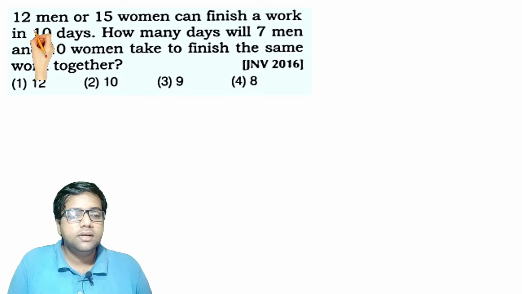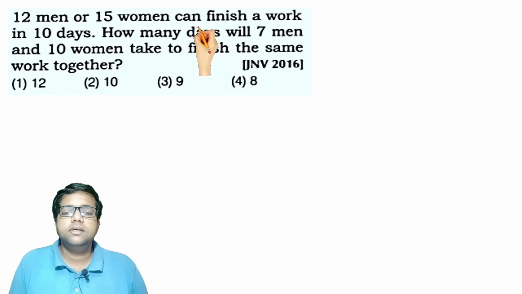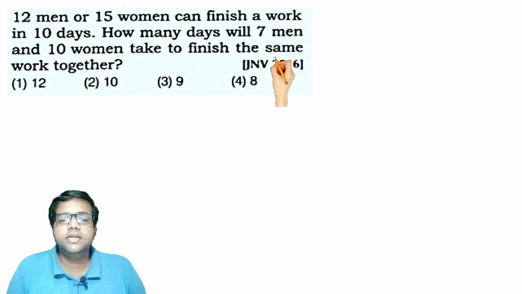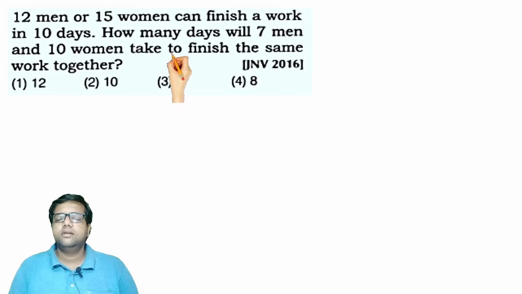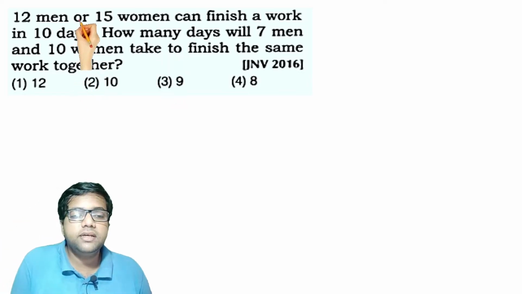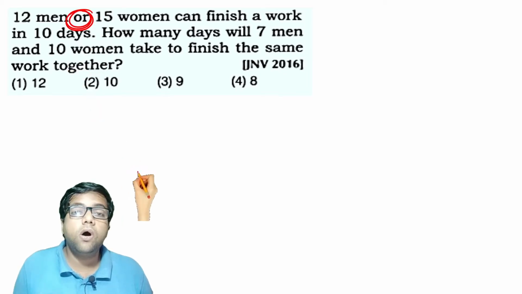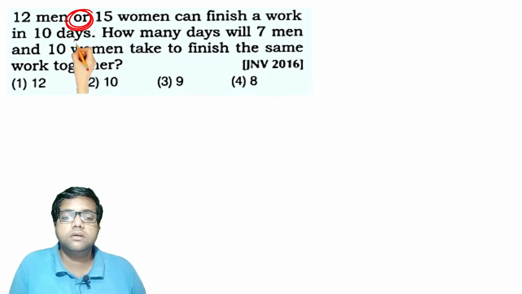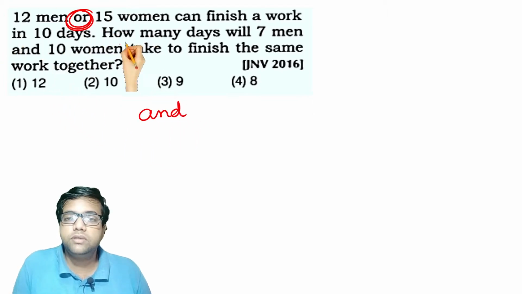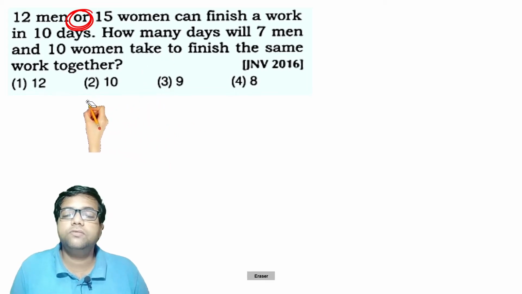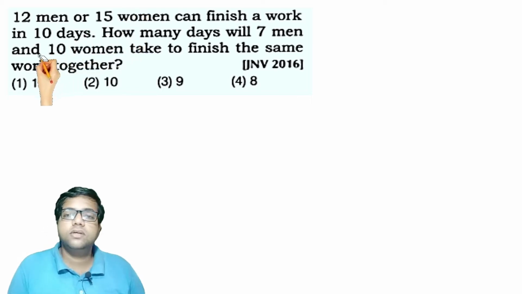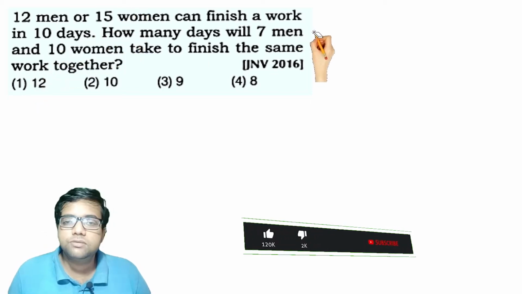Let's move ahead. 12 men or 15 women can finish a work in 10 days. How many days will 7 men and 10 women take to finish the same work together? The question is saying 12 men or 15 women. This word "or" is very important. If there was the word "and", then you can consider them working together. But here they are not working together. 12 men can finish the work in 10 days, as well as 15 women can finish the work in 10 days. This is what is given in the question.